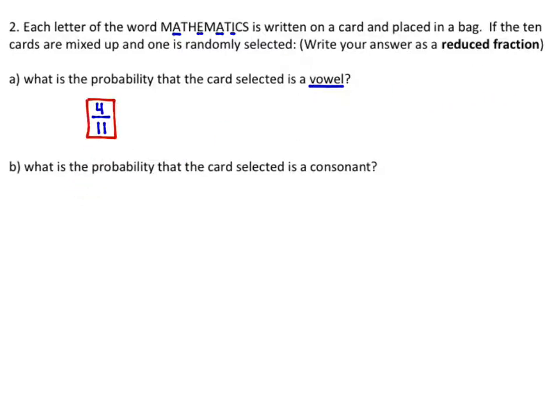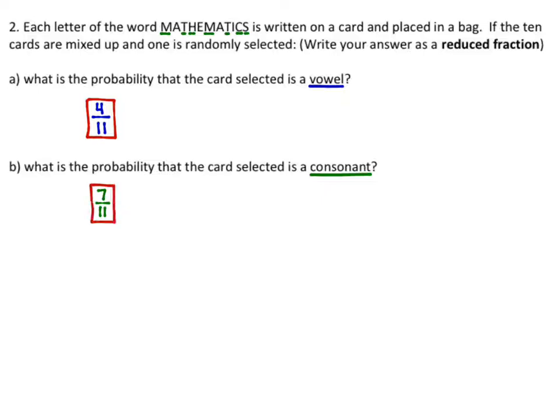And then it says write your answer as a reduced fraction, and that's as reduced as it gets, so that's our answer there. B, it says what is the probability that the card selected is a consonant? Well, remember, a consonant is everything else. It's everything that's not a vowel. So it's going to be the M and the T and the H and the M and the T and the C and the S. So we count those up and we end up with 7 of those out of 11.